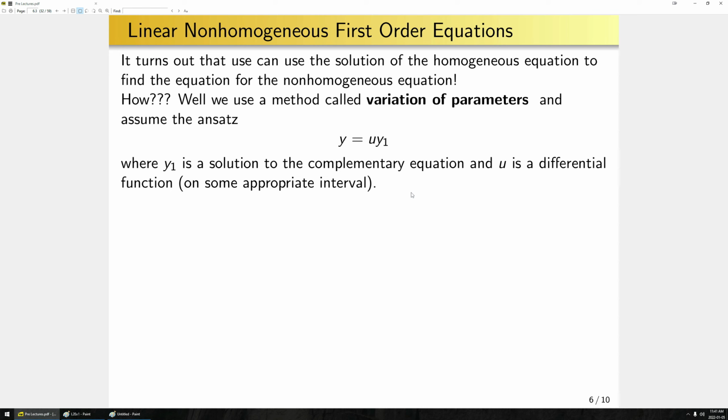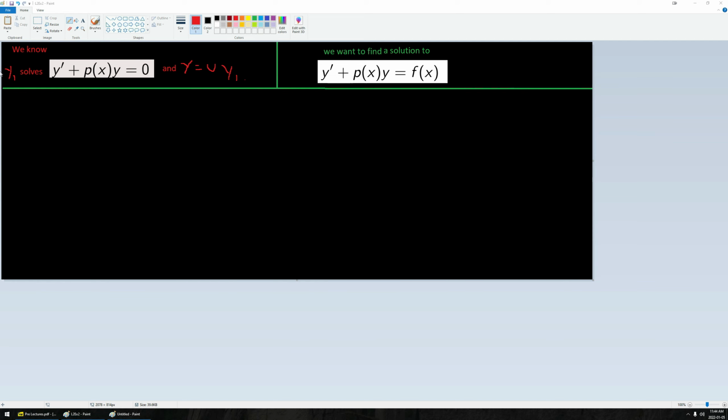So again, the natural question to ask is, how does this help? Well, let's go over to Mr. Paint and examine how this helps. Let's write down the moving parts that I have here. I'm just going to copy this over from the lectures and come back in a second. Okay, so we know that y1 solves the homogeneous version of the equation, and we're assuming the ansatz that y is equal to u y1, where u is a differentiable function.